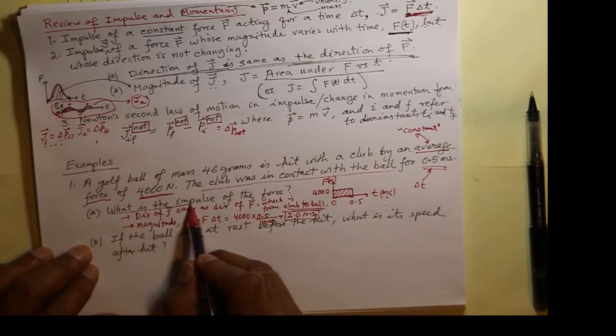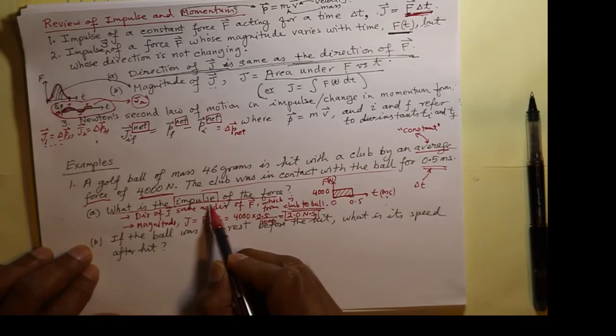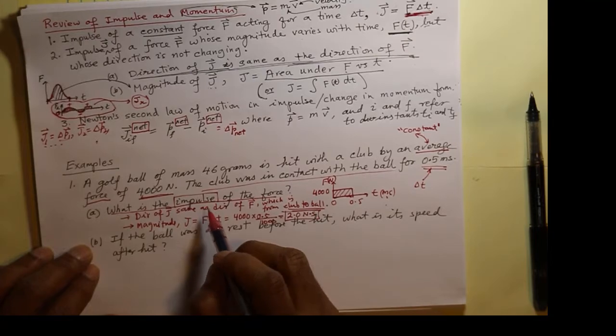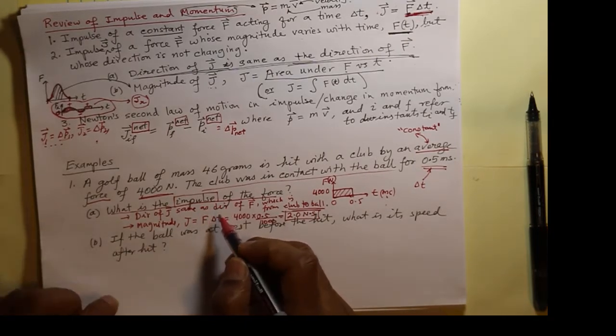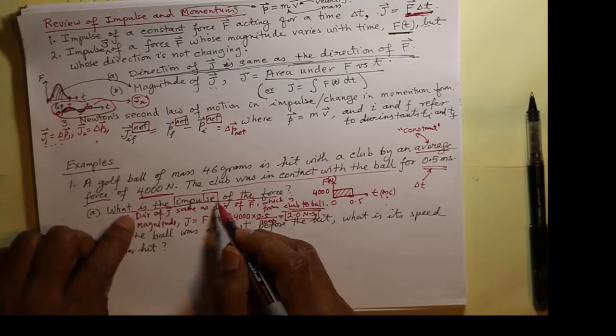So a question like this, what is the impulse of the force, does not really ask specifically to say what's the direction and what's the magnitude. Because the impulse is a vector property, we need to specify both of these things to give a complete answer.